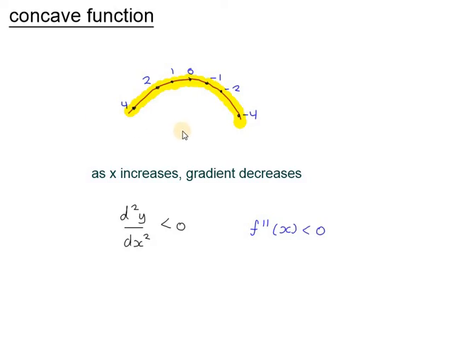This is an example of a concave function, and this is the condition used to test if a curve is concave. You work out the second derivative, you make it less than 0, so you set up an inequality and you solve. And the solution to this inequality will be the set of values of x for which the curve or your function is showing concave behavior.